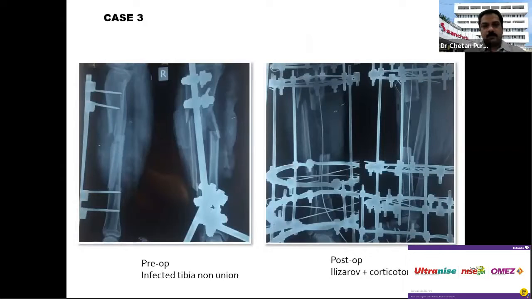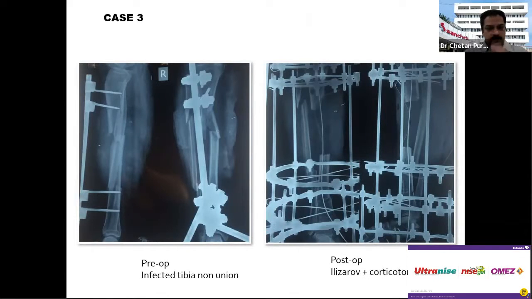Another case, this is a common scenario, compound tibia comminuted, long segment comminution. So we went in and during the debridement, we realized that almost more than 1/3 of the segment of the tibia is sclerotic and sequestrated. So there was no option but to excise it, and then we were left with a large defect.